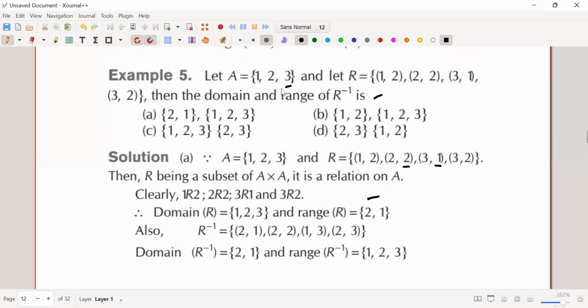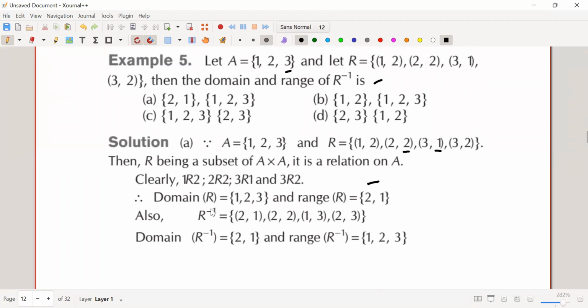Okay. 2, 2, 1. Yes. Okay. 2, 2, and then 1 to 1, 1 to 2, 1 to 3. All right. So they are asking the domain and the range. Okay.